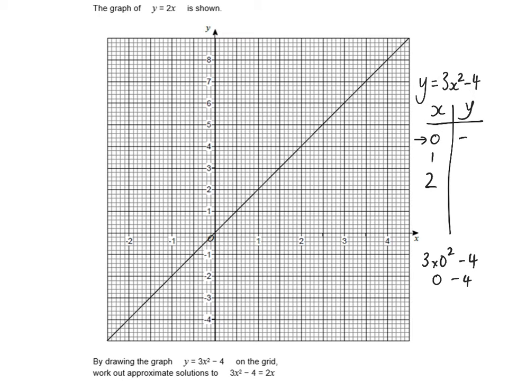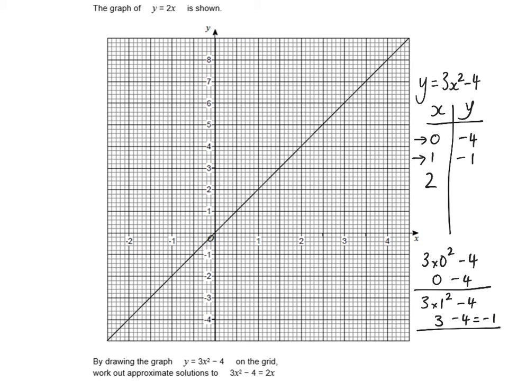Which is going to give me -4. To get my next value of x, I'm going to use x is 1. 1 squared is 1. You must do the squared first. 1 squared is 1. 3 times 1 is 3. 3 subtract 4 is -1.